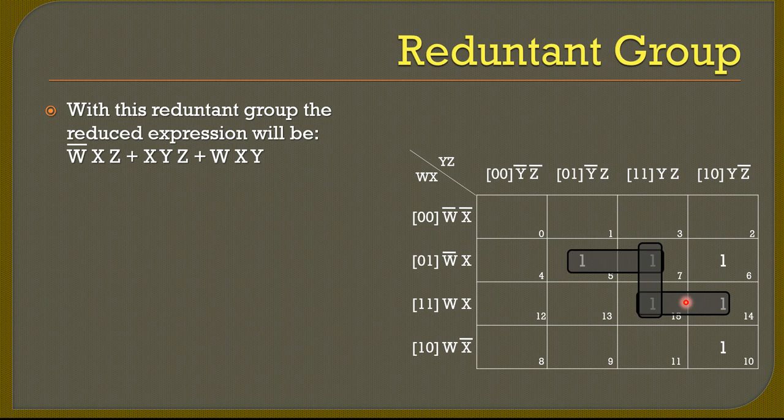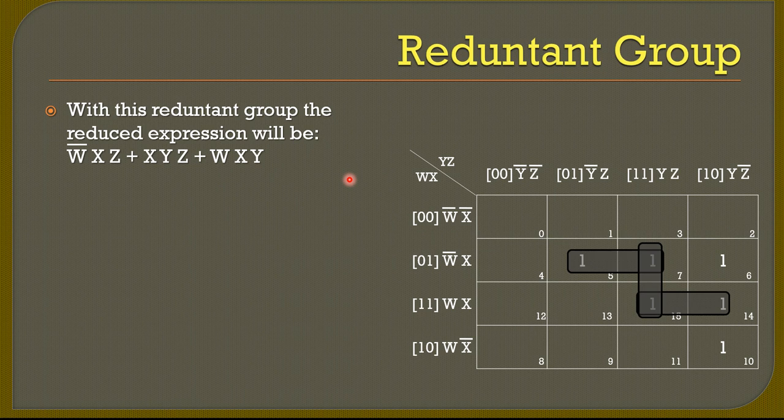Now the third pair you can notice here is 15 and 14. So w x will be constant for both the boxes, 15 and 14. And if you see the column, y is constant for both the boxes. But you can see the z value is changing its state to z dash. So z will be removed from the expression. So you will get w x y. That is the last term here. This is along with the redundant group.